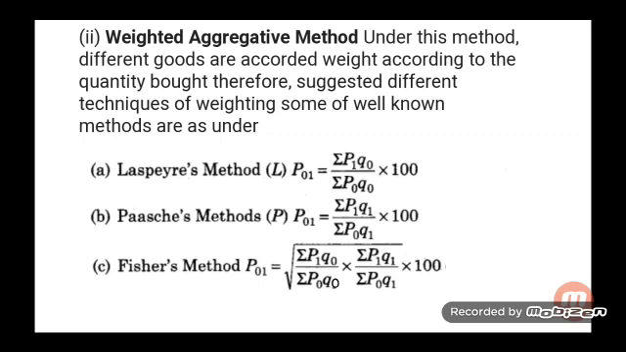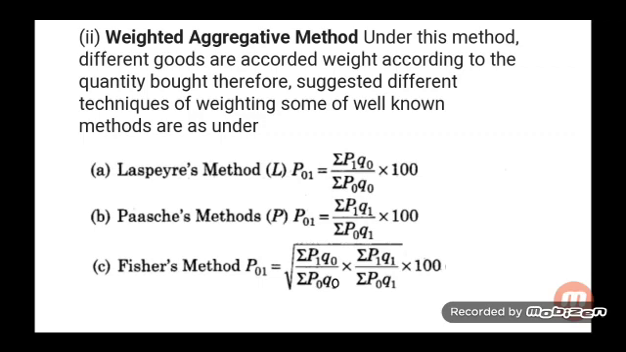इस मेथड में हम डिफरेंट क्वांटिटी ऑफ गुड्स को उनकी वेटेज के अकॉर्डिंगली उस पर वेट्स असाइन करते हैं एंड different economists have given different formulas to calculate the weighted aggregative method. Here are three methods which are there in your syllabus.